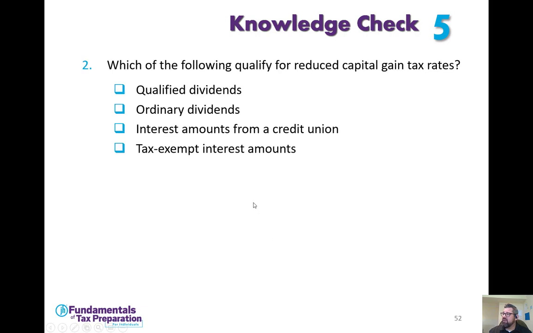Which of the following qualified for reduced capital gains taxes? And that's qualified dividends. Those are listed on your 1099 DIV form in their own individual box. So they will be treated by our tax software differently just based on where you put them in. Like I said, you're basically copying exactly what's on the form in front of you onto Profiler, and it does the work for you.